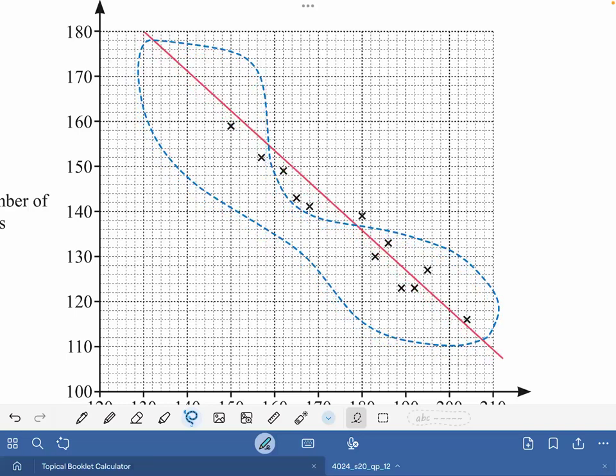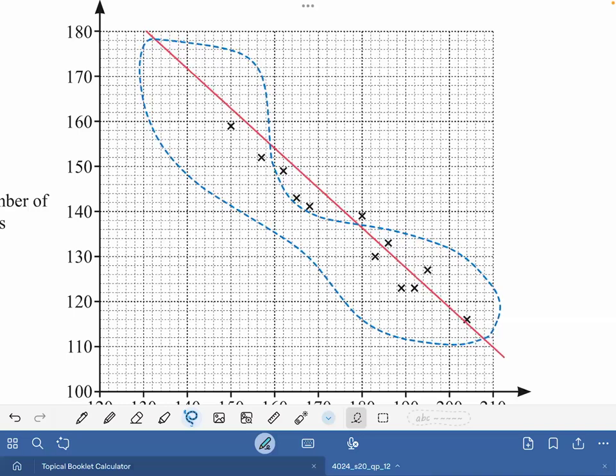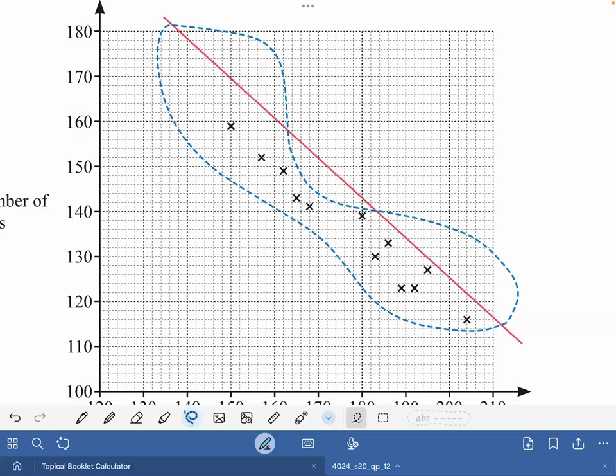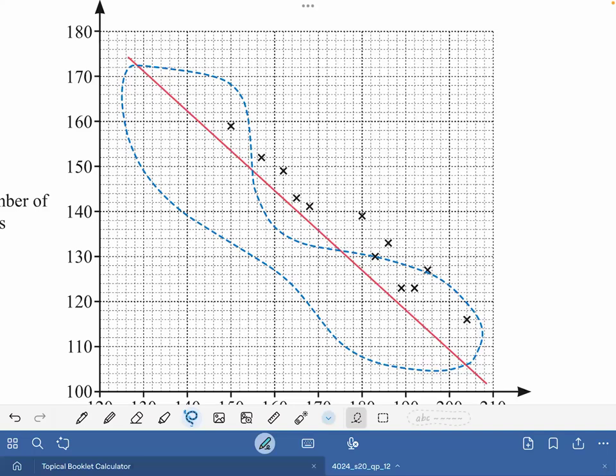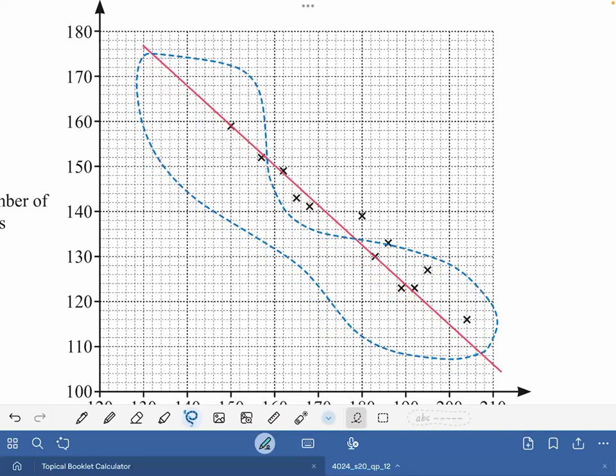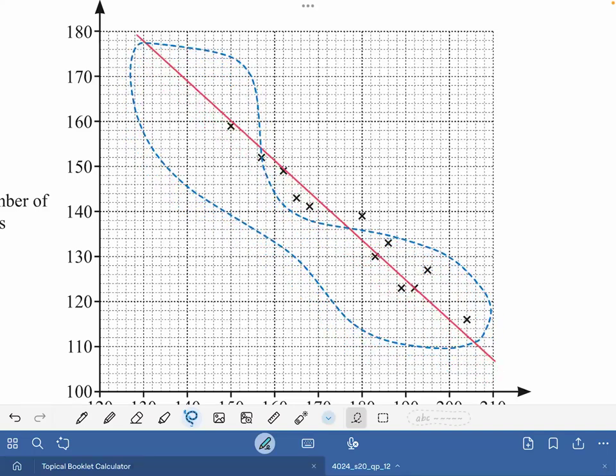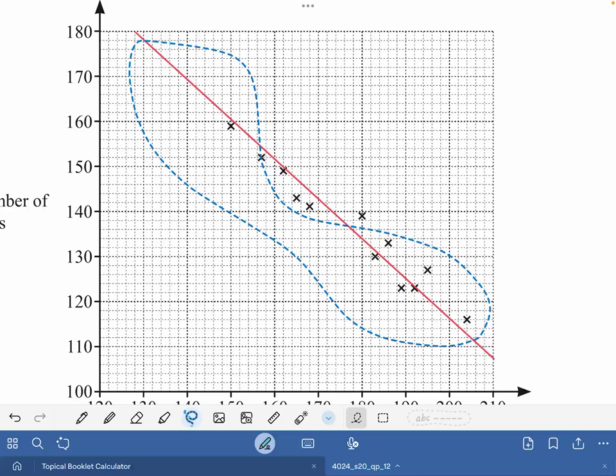If I change the line a bit this way, this is wrong because most of the points are below the line now. Agree? If I draw the line like this, every point is below the line. And if I move this line this way, most of the points are above the line. So try to maintain the line right in the very center.